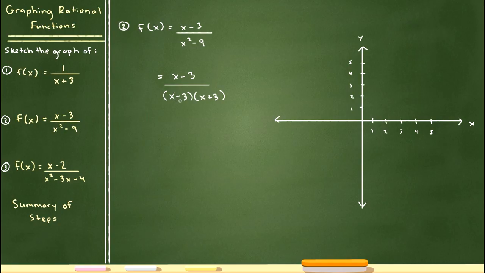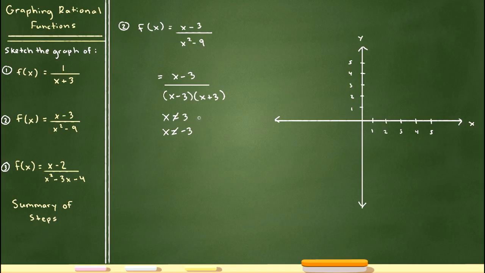We said that the denominator cannot be equal to 0. So what values of x are going to make the denominator 0? Well, if x were 3, this would be 0 times 6, which is 0. So x cannot be 3. And if x were negative 3, this would be negative 3 plus 3, which is 0, and this would be 0 times negative 6, which would be 0. So x can't be positive 3, and x cannot be negative 3.